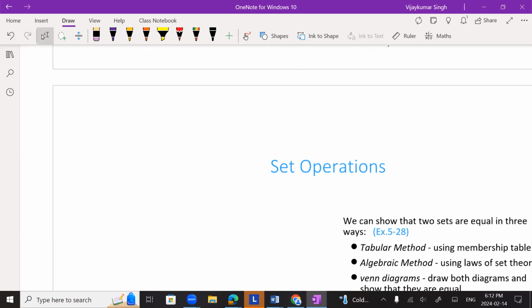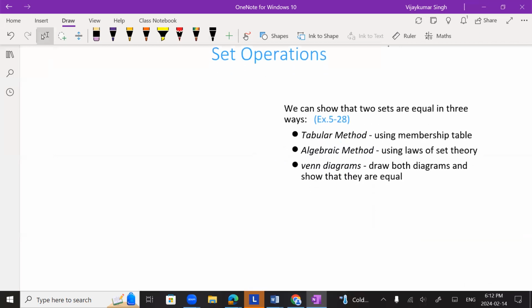Now we want to basically talk about the set operations. Before I go further, I want to make sure I'm covering everything. That's why I'm having a look at this.